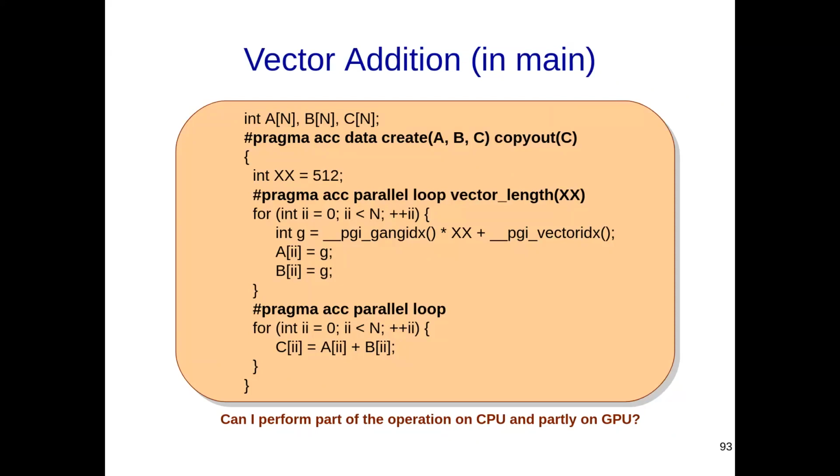Right. So that is where this question comes up, that can I perform part of the operation on the CPU and partly on the GPU might be required. Yes, you can do that. And I would like at this stage people to write, let's say, initialization of A we can do on the CPU and initialization of B on the GPU. Can you write the code corresponding to that quickly? Or at least think about it?